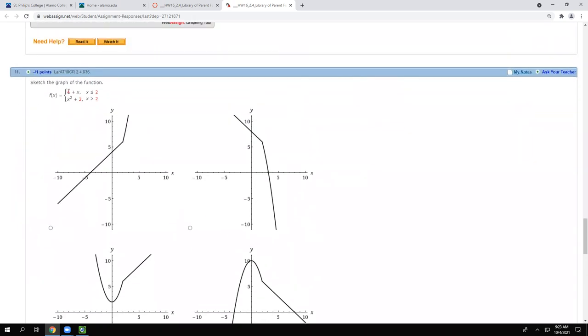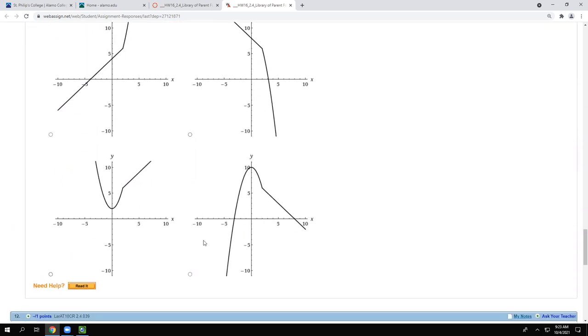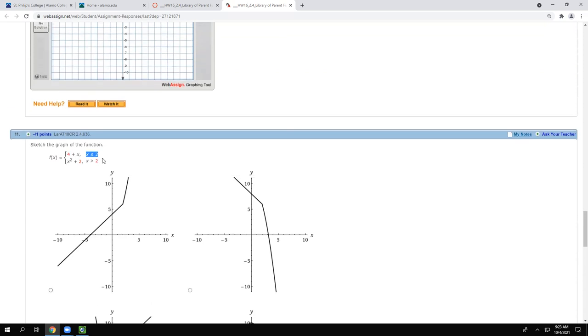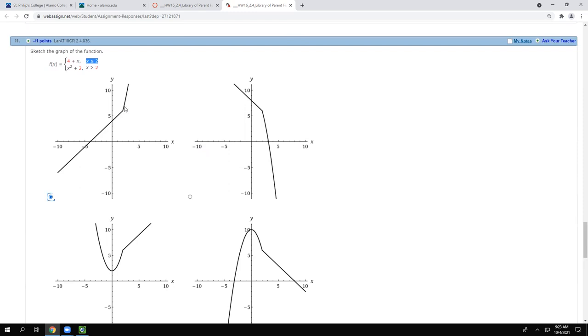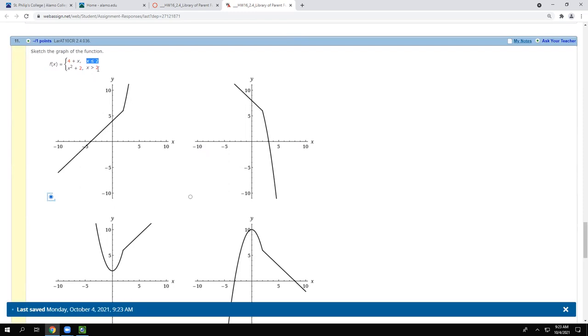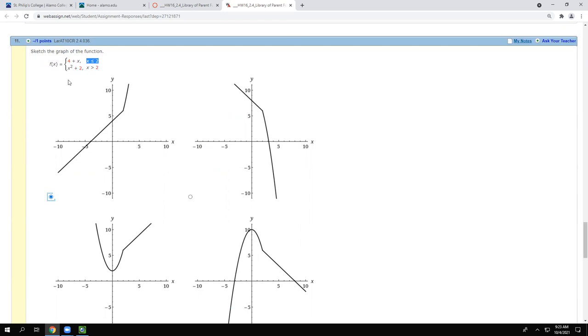But for this one, it's a line when X is less than 2, right? So that means a line to the left of 2, which means it could be this, it could be that. It could not be this one because this one doesn't have a line to the left, does it? Okay, and it couldn't be this one either because that does not have a line to the left. And then this one should look like a parabola to the right of 2. This one looks kind of curvy, but I don't know. Looks a tiny bit curvy. This one also could be curvy. So I would definitely plug some numbers in there. I think it's the top one though.